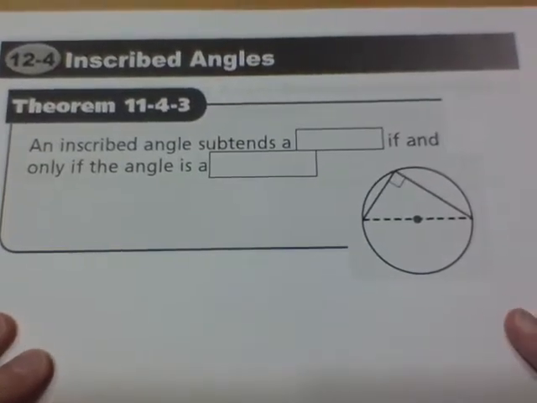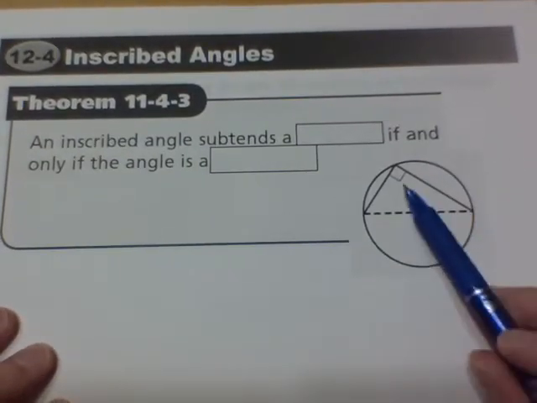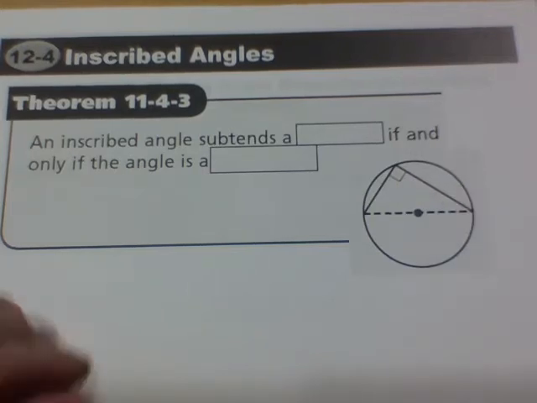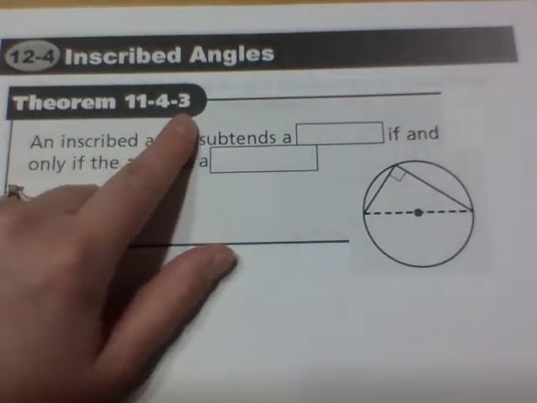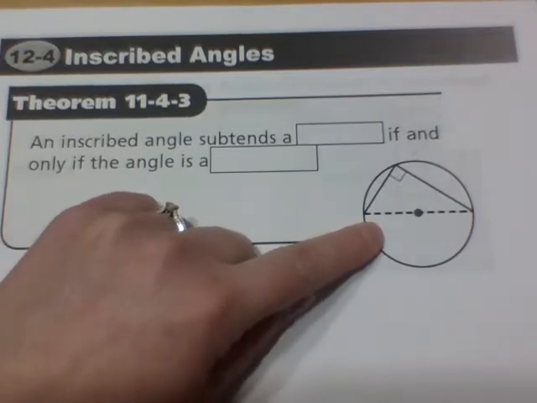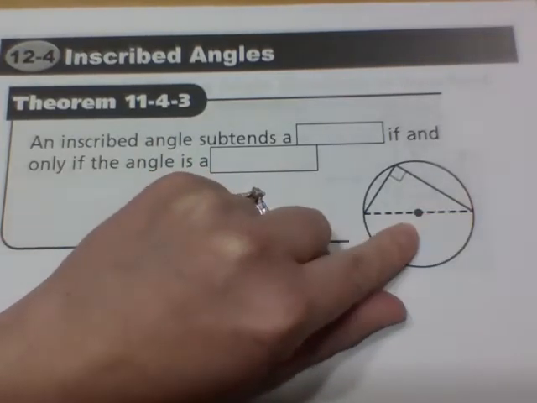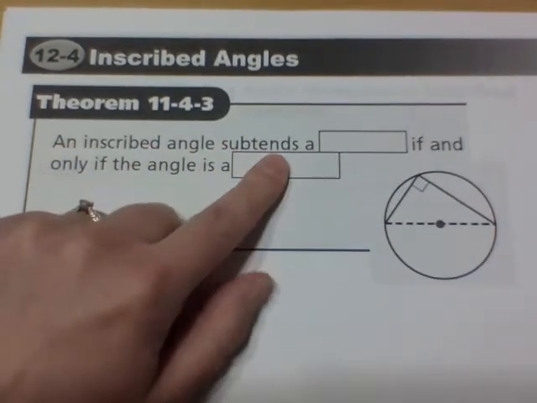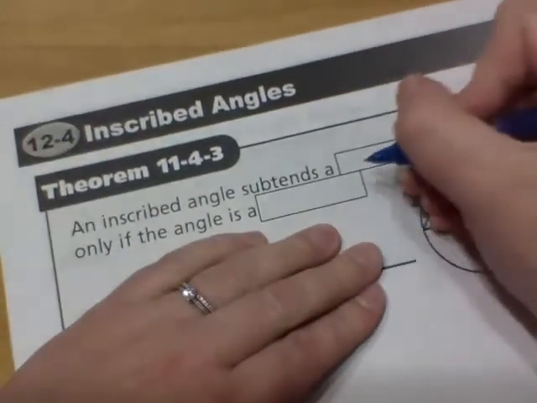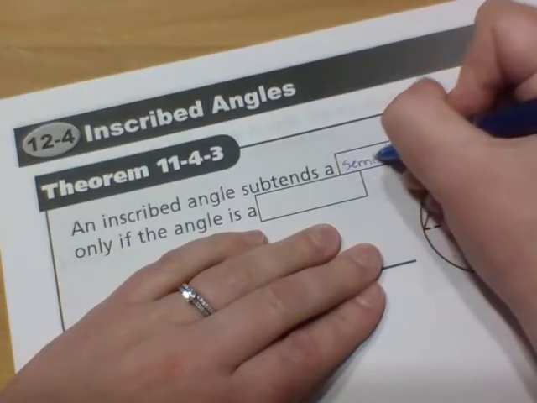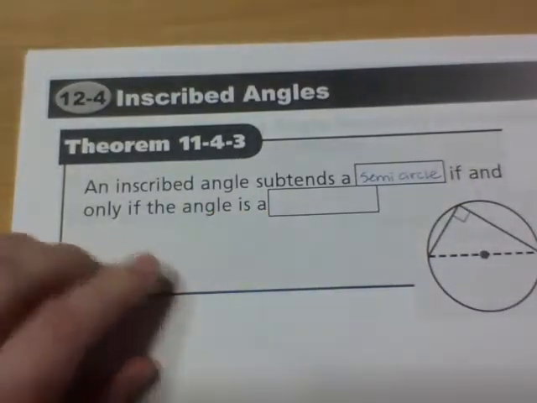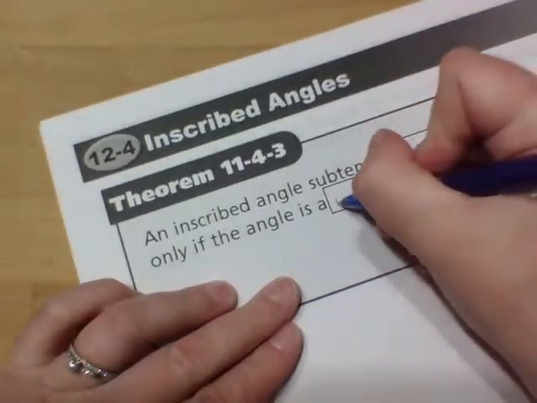So then we move on to this theorem that puts a right triangle inside of the circle. Theorem 11.4.3 talks about this diameter of this circle being actually the hypotenuse of a right triangle. So an inscribed angle subtends a semicircle if and only if the angle is a right angle.